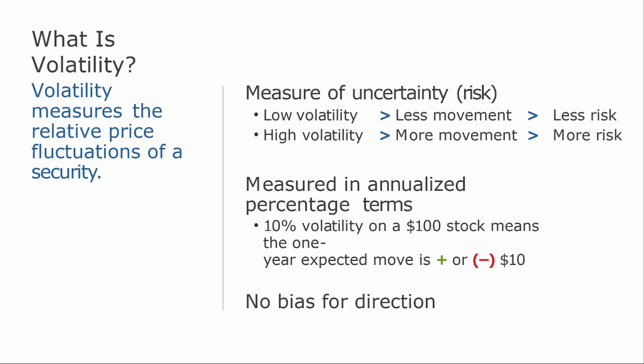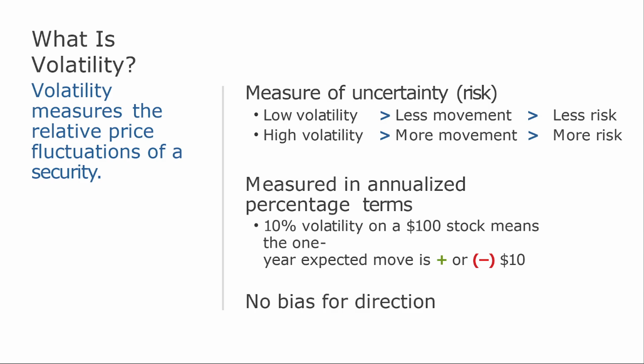So to understand volatility properly in percentage terms, if we are going to speak about 10% volatility on a $100 stock, it means that this stock can move either plus or minus $10 over 1 year. We have no bias for the direction. It can go either way.